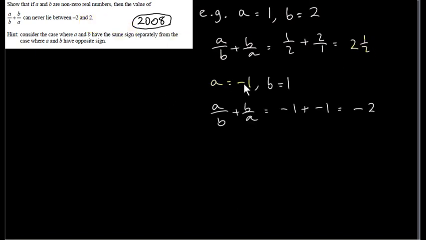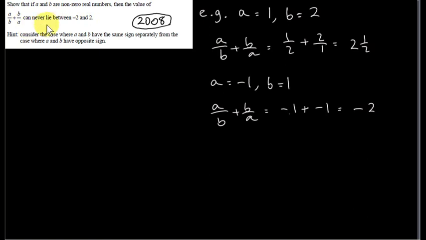Here is another example. Suppose a equals minus 1 and b equals plus 1. If we calculate a over b, we get minus 1 over plus 1, which is minus 1. If we calculate b over a, we get plus 1 over minus 1, which is minus 1. And if we add these numbers together, we get minus 2. Now, minus 2 is not a number that lies between minus 2 and plus 2.